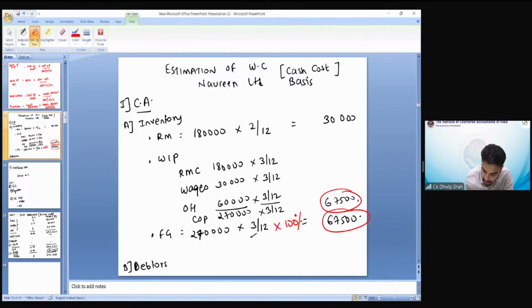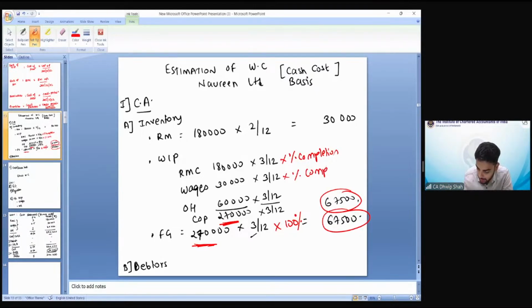Why? Because WIP भी हम 270 पे value कर रहे हैं. FG also we are valuing on 270. There is no difference. But logically, there has to be some difference between two components. And what is that difference? That difference is percentage completion. FG is 100% complete, whereas WIP has to be something less than 100%. So here we multiply it with percentage completion. Are you following?